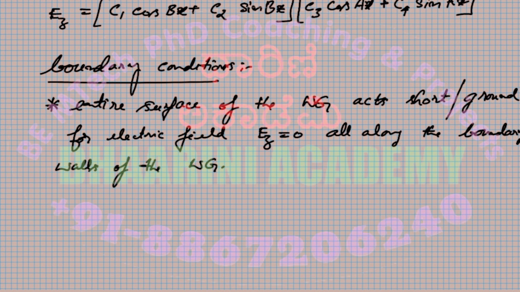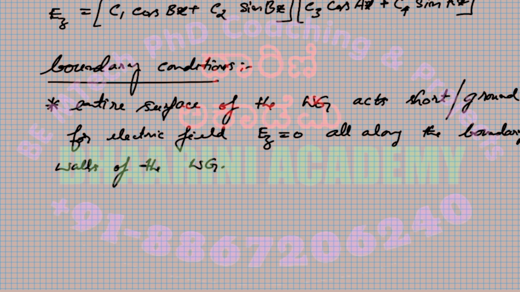Those conditions which you can apply to the waveguide should be satisfied by all the components of electric and magnetic fields in the wave that are present inside the wave propagating through that particular waveguide. That is what a boundary condition is. Now I'm writing the boundary conditions. Let me write the boundary conditions first, then we will solve. Is it okay?